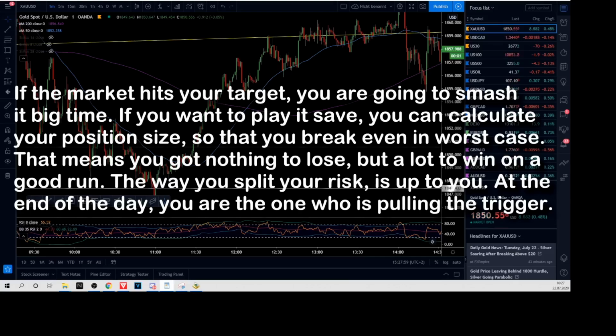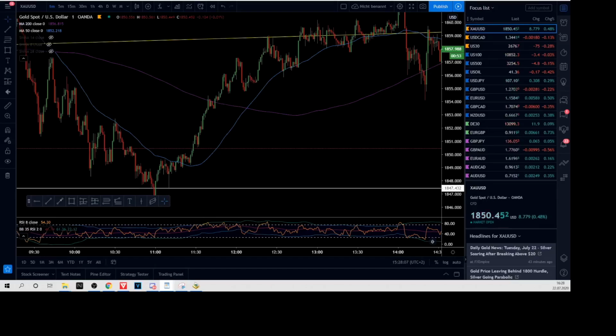And the way you split your risk is up to you. At the end of the day, you are the one who's pulling the trigger. Practice hard on demo accounts and set up your personal trading plan before you start to trade with real money. I mean, what is a trading plan? We're going to talk about that later, but a trading plan is very simple. It has to be so simple that you can even tell your mother how it works, okay?